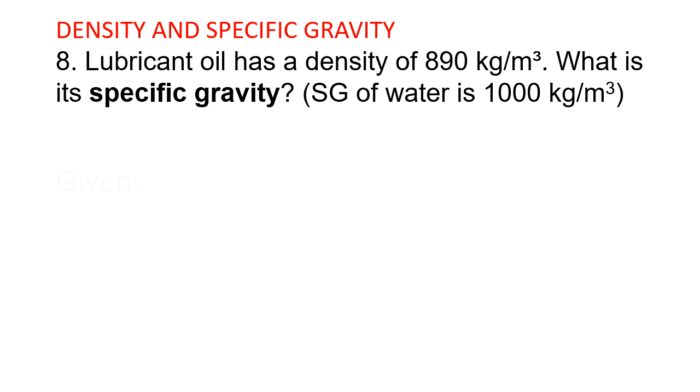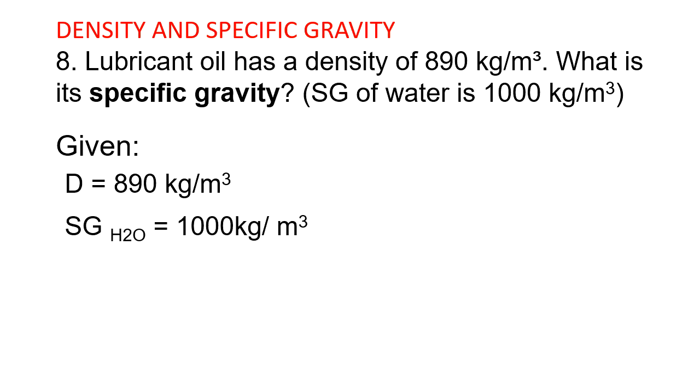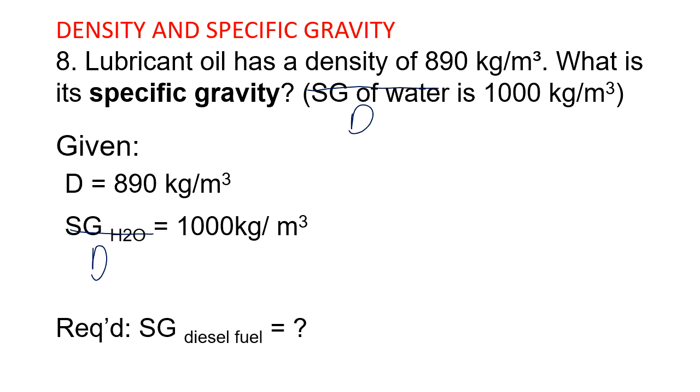Now, for the solution, we are given the density of lubricant oil, which is 890 kilograms per meter cube. The density of water is 1,000 kilograms per meter cube. So we're asked the specific gravity of lubricant oil.